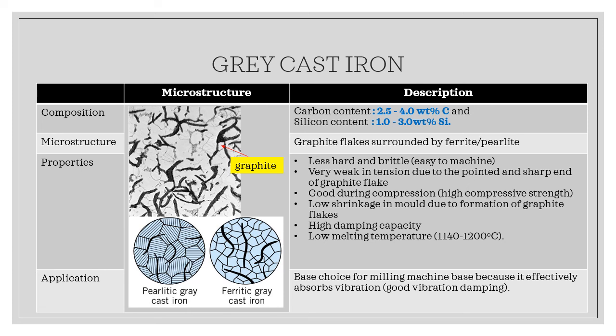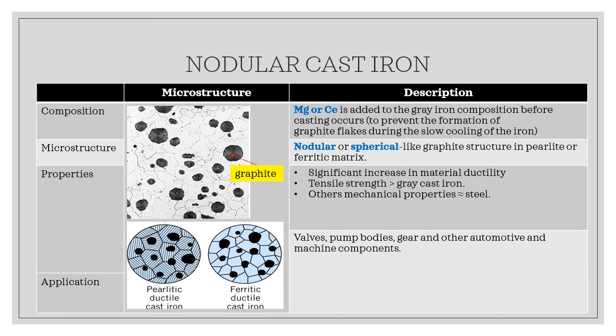It has high damping capacity and low melting temperature. Usually, it is applied as a base choice for milling machines because it is able to absorb more vibration during the machining process. Shown here are the microstructures, which consist of graphite in flake form.